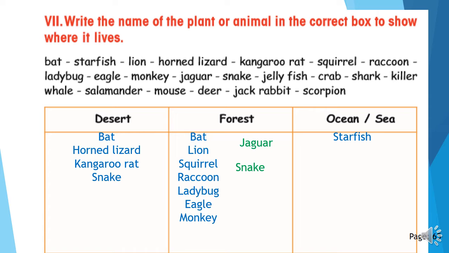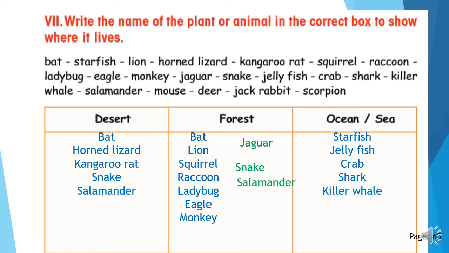Excellent. We have now jellyfish. It lives in marine ecosystem. Crab, also in marine ecosystem. Shark, marine ecosystem. Killer whale, also in marine ecosystem. Salamander, I can see salamander in the forest, or I can see it also in the desert ecosystem. Excellent. So in desert and in forest ecosystem.